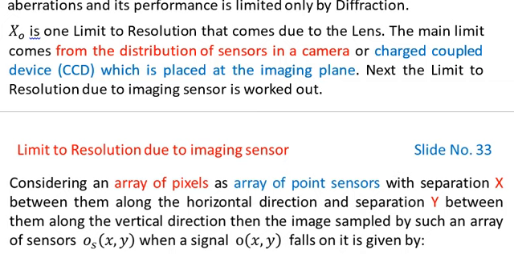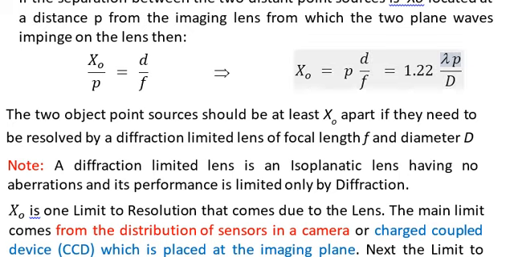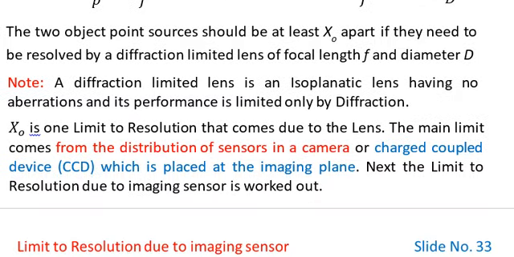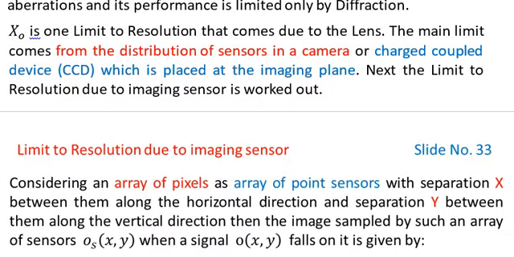So you see that if you have a lens of fixed diameter, then x naught is also fixed because the lambda, the light coming from the stars, is fixed. The p, that is the distance of the stars from your imaging lens, is also fixed. And so if you fix D, it means that you fix the separation x naught for which the two point sources or the two stars can approach each other and are just resolved. x naught is one limit to resolution that comes due to the lens.